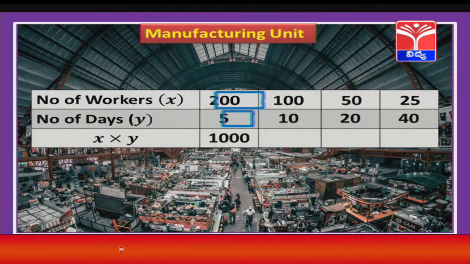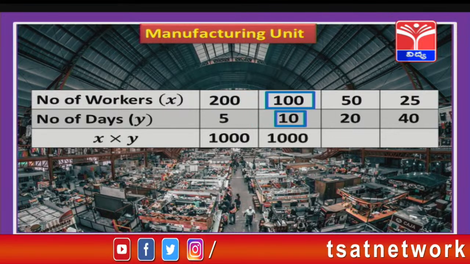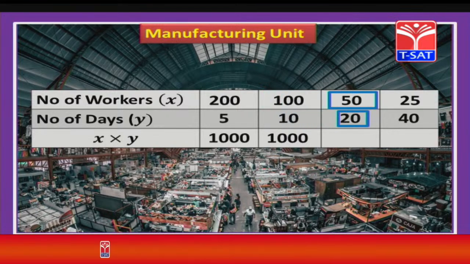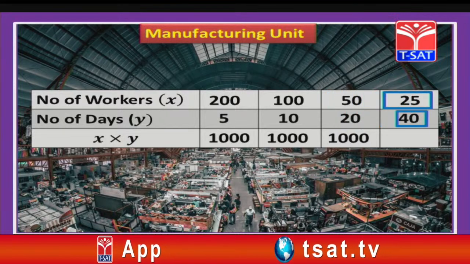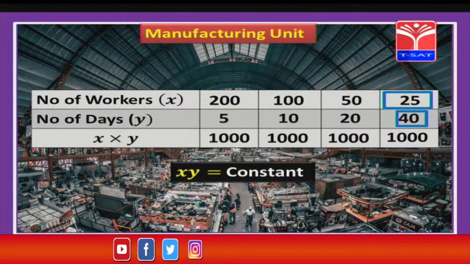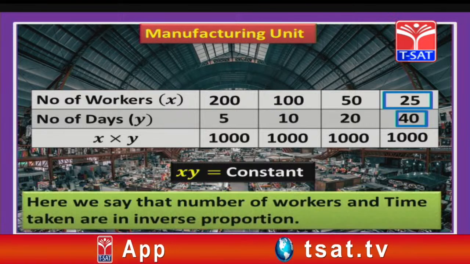Yes, 1000. Let us move on to the next one, that is 100 into 10. You get again 1000. Let us move on to the third one, 50 into 20. Again you get back 1000. And the final one, 25 into 40. Then also you get 1000. Now, what can you tell from this, children? Yes, the product x into y, that is xy, is a constant. Then we can say that the number of workers and the time taken are in inverse proportion.